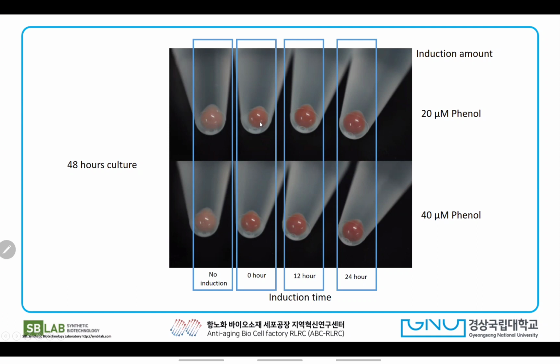But in case of 0 hour induction, with 20 as well as 40, we saw the pellet size was smaller because the cells were not able to grow properly, and they were having this toxic effect of the carotenoids. However, in 12 and 24-hour induction, we find that the pellet sizes were almost similar to no induction, and the color development was also slightly better. So from here, this is the first time we have been able to produce C40 carotenoids in our host with the use of this inducible promoter.